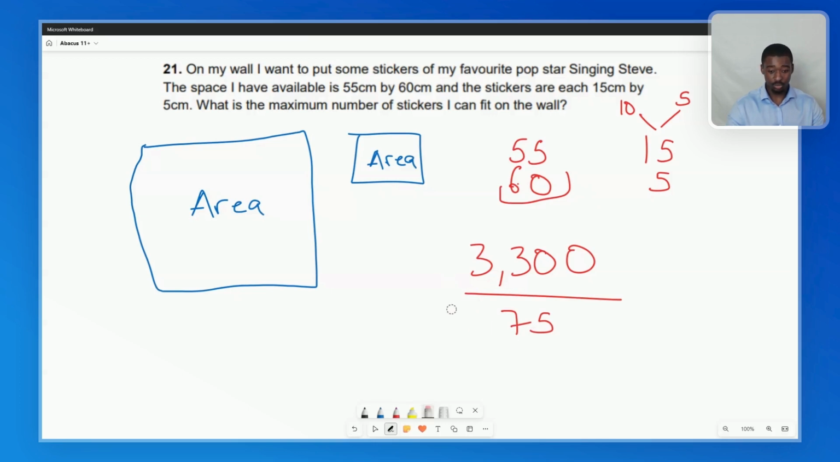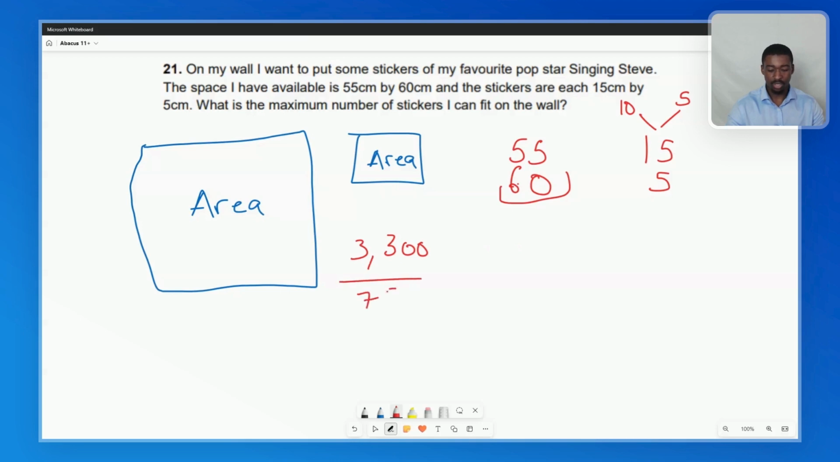Here, we could use long division, or we could do something a bit more stealthy that could save us some time. Maybe we're running out of time and we need to work this out very quickly. 3,300 divided by 75. Watch this. This could be a scholarship level question. So we have 3,300 divided by 75.